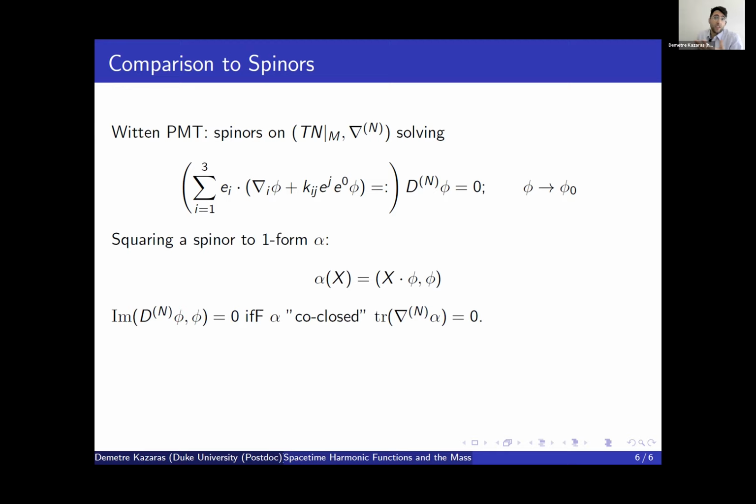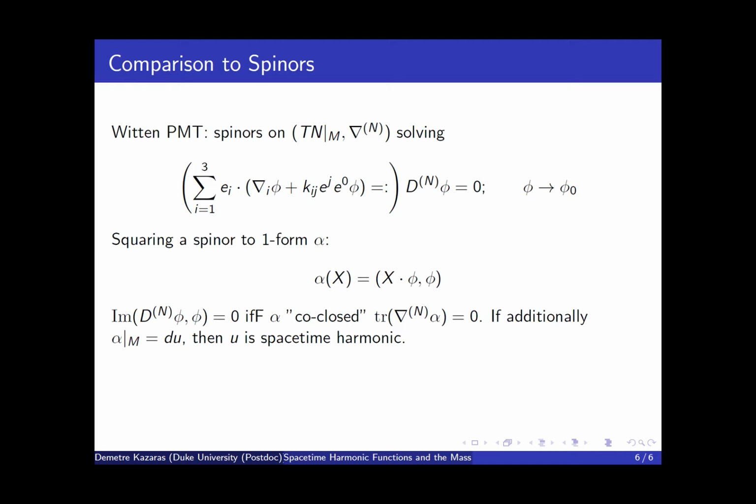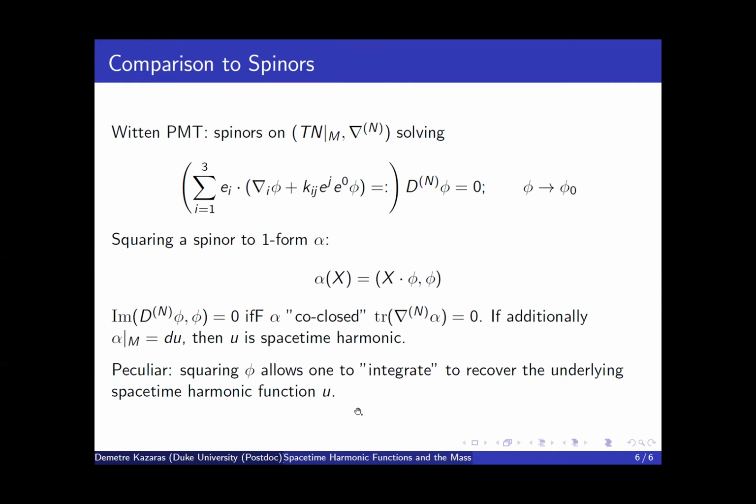In particular, you could take this direct harmonic spinor and square it into a one-form, and the Dirac equation corresponds to the spacetime Hessian or spacetime Laplacian equals zero equation. So what's interesting here, this is the point that I wanted to get to, is that it's not so surprising there's some correspondence between a spinor and a one-form in one proof of the positive mass theorem and another one.